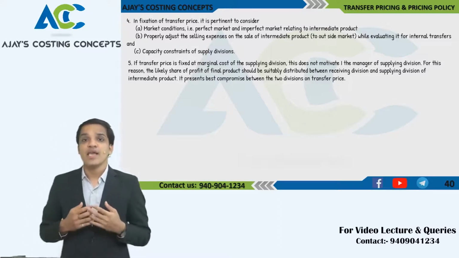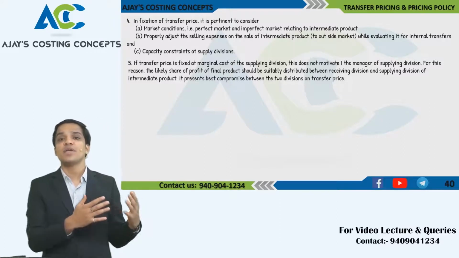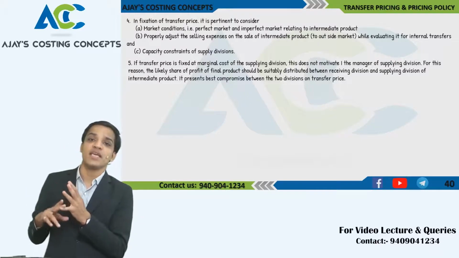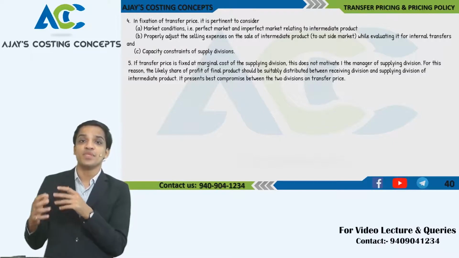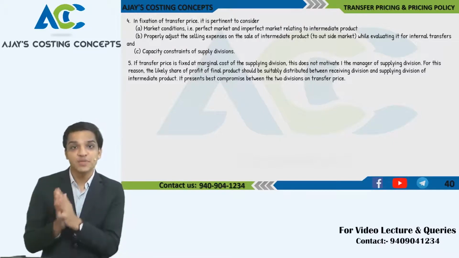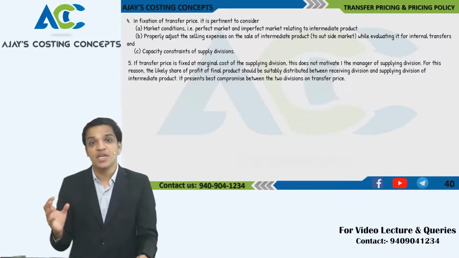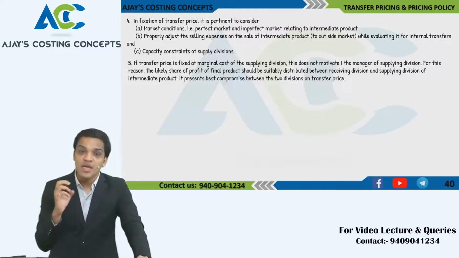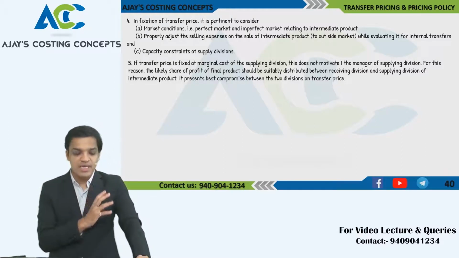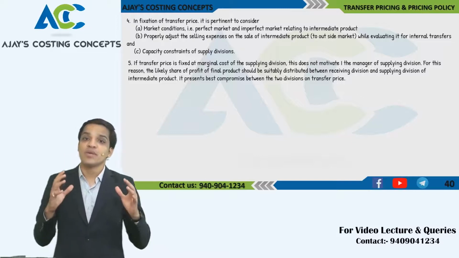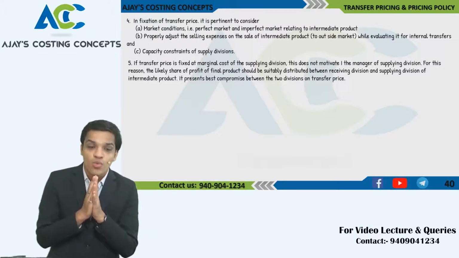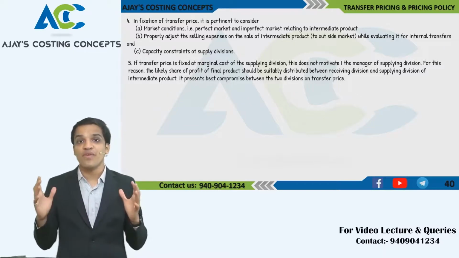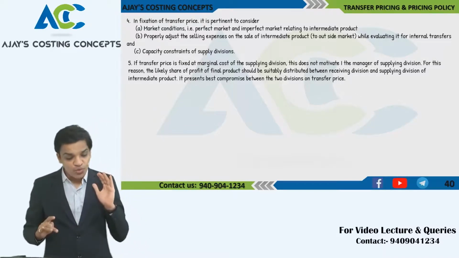As I said, if I am doing it in the internal transfer, I am not incurring a cost of sales, I am not incurring cost of distribution expenses, I am not incurring a cost of commissions or all such kind of costs. So such factors should be considered while you are deciding a transfer price. Capacity constraint for the supplying division is one of those very important factors that you should consider.